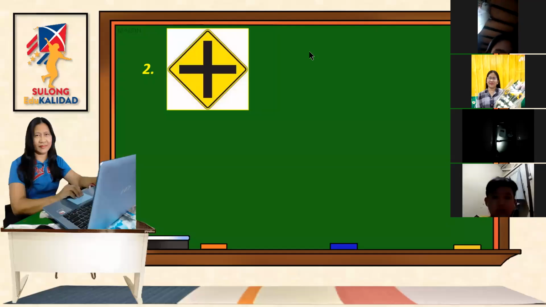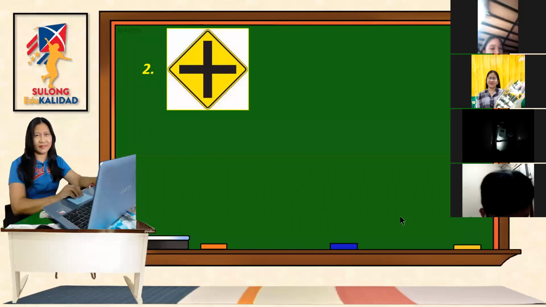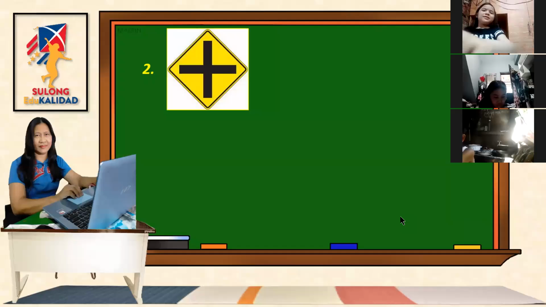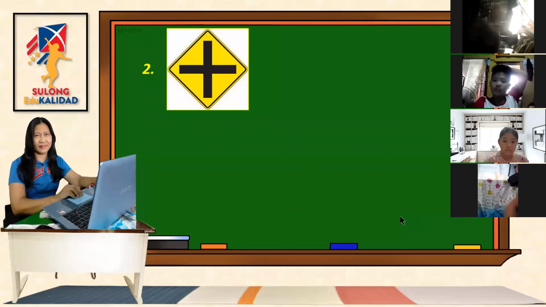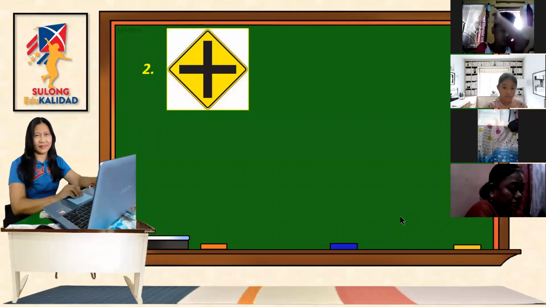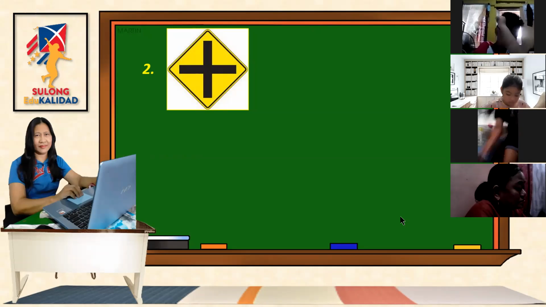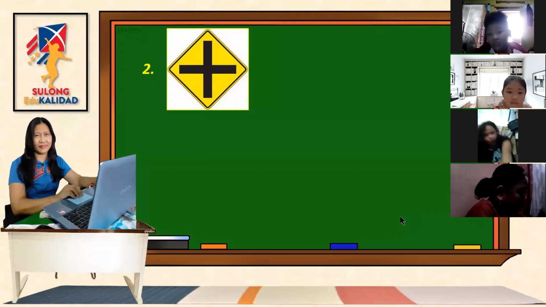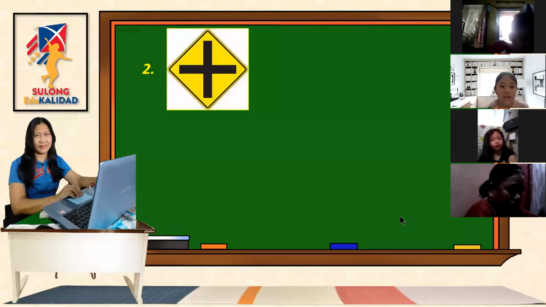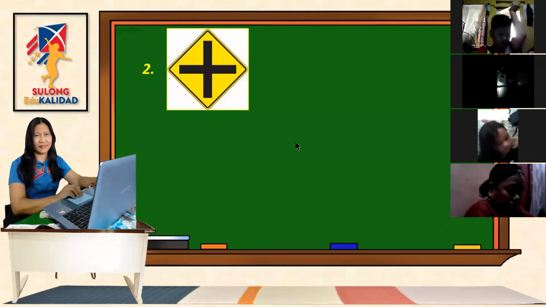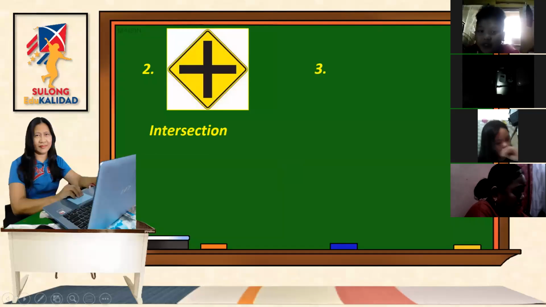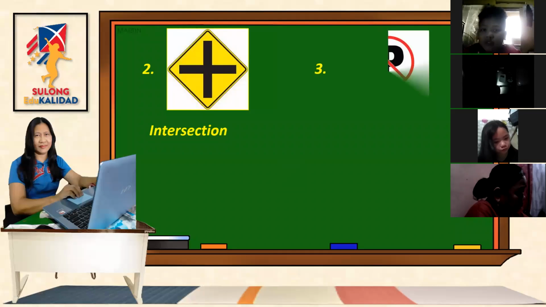Okay, next, number 2. What do you call that road sign? Intersection ba yun? Raise your hand so I can call you. Crystal Faith, can you name that picture? Intersection po, ma'am. Okay, very good. We call that intersection.